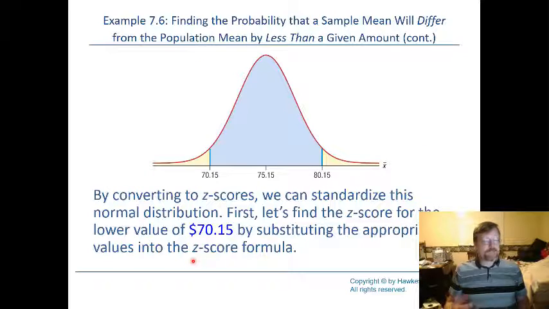Sketch that to help keep track of it. We've got our mean of 75.15. Upper limit of what we're after is 80.15. Lower limit is 70.15.